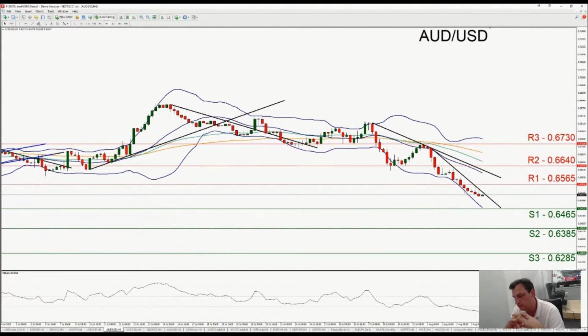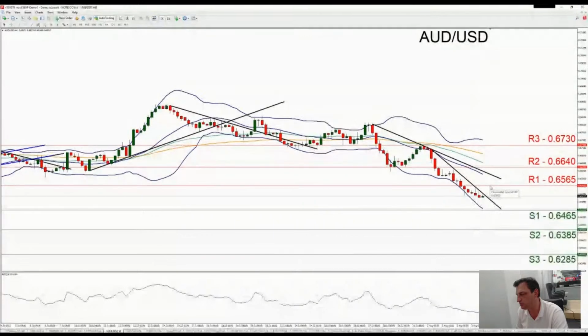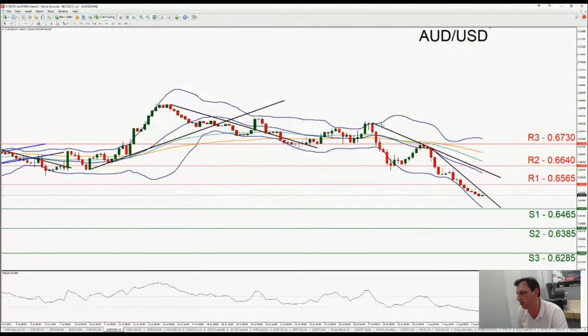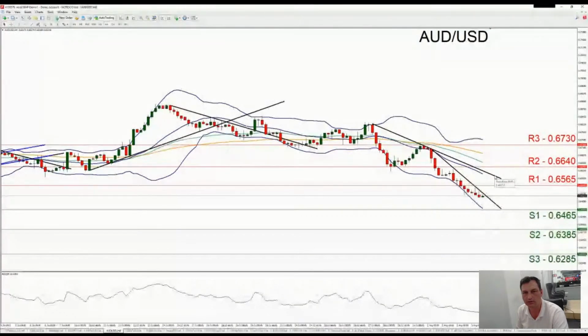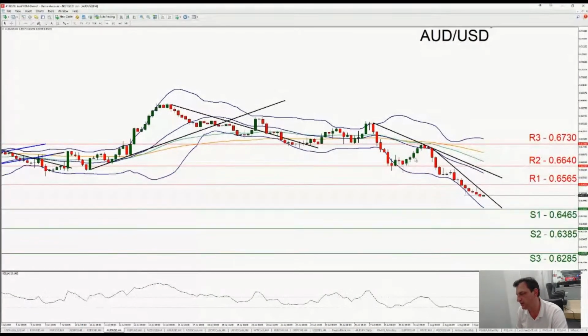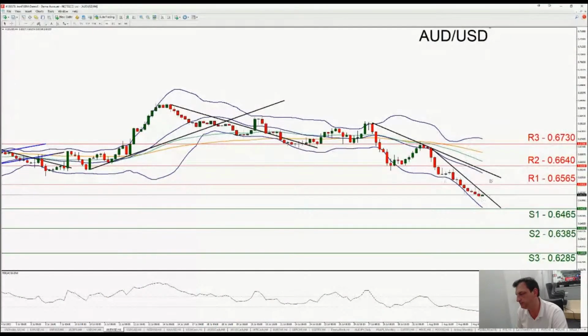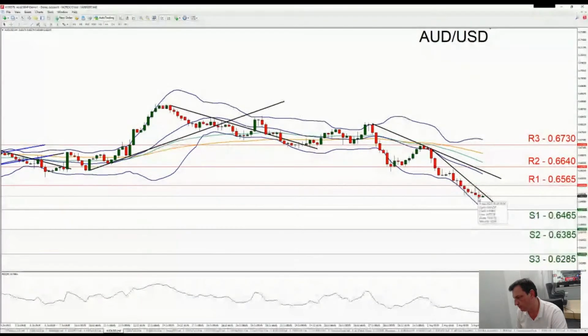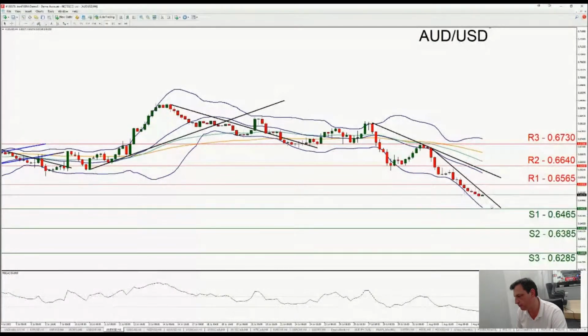Should the pair actually correct higher, I wouldn't be surprised to see it breaking the second downward trend line we have drawn, rising, breaking also the R1 0.6565, yet remain below the secondary downward trend line. And in that case, we may see a correction in this style, yet then continue lower. Should the bears maintain control, we may see the price action dropping further, breaking possibly the 0.6465 support line, taking aim at the next level, which is to be the 0.6385.